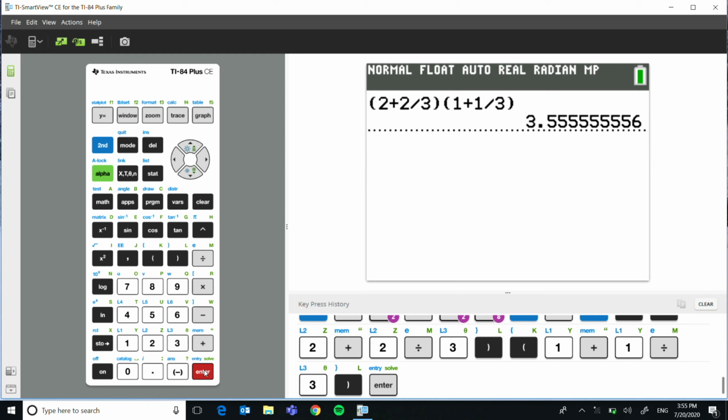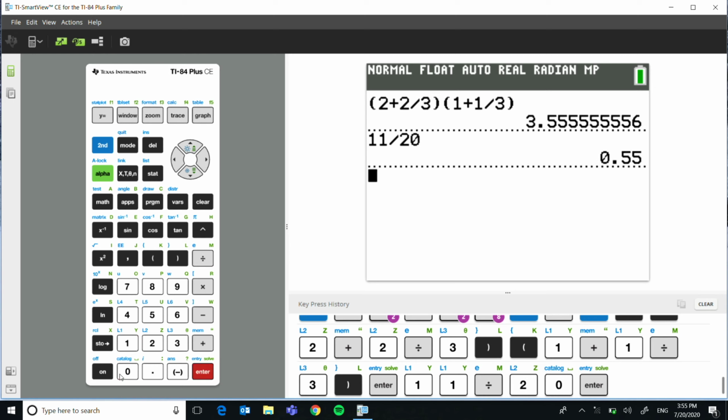The other one that a lot of people don't know exists. So I think one question was, what is the decimal of 11 divided by 20? So if we just do 11 divided by 20, hit enter, we get 0.55, which is exactly the answer.